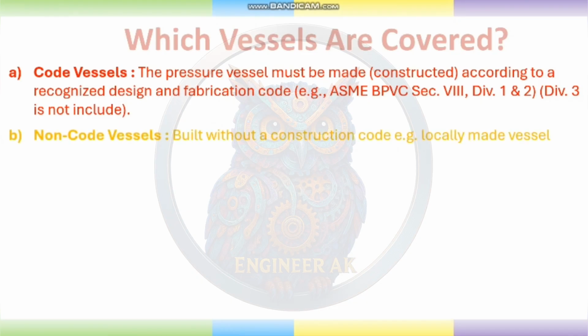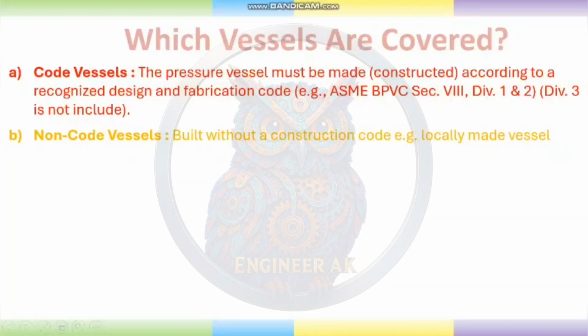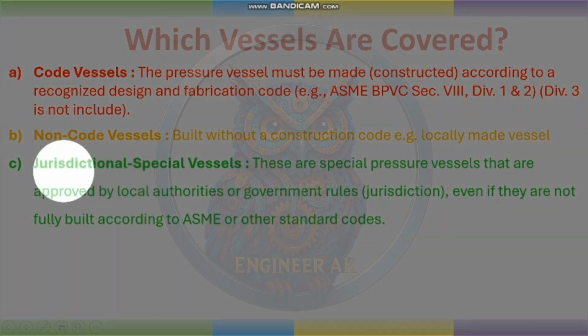The second one, non-code vessel. As the name suggests, it is a vessel that is built without a construction code, or we can say it is a locally made vessel. The third vessel that this code covers is jurisdictional special vessels. These are special pressure vessels that are approved by local authorities or government rules, jurisdiction, even if they are not fully built according to ASME or other standard code.